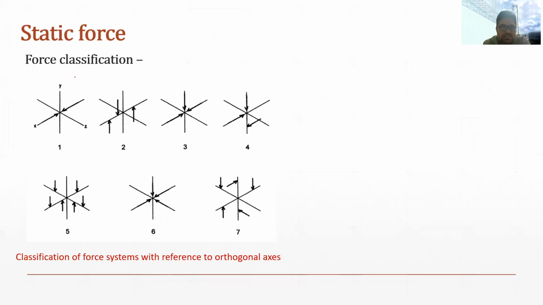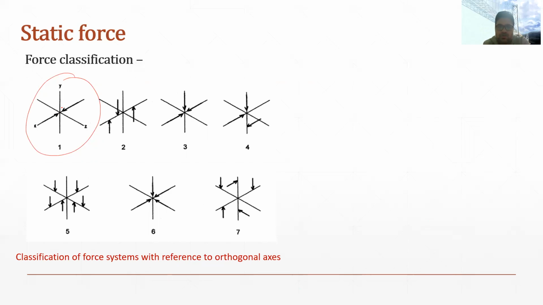So if we consider the first system, you can see the force is along the x direction. Both forces are parallel and they are acting on a single point, and also they are coplanar because they are acting along the xy plane.